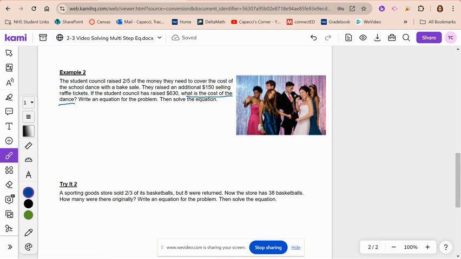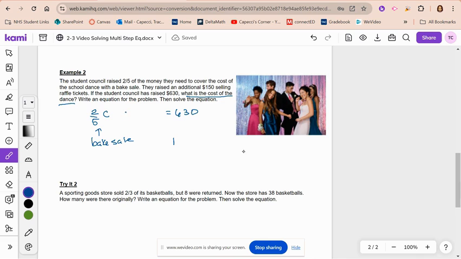All right, so let's go through this again. So far, they have raised $630. Right? That's what they have so far. So what's going on here on the left-hand side? They raised 2/5 of the money, or 2/5 of the cost of the dance, with the bake sale. So this is my bake sale, right? Bake sale.